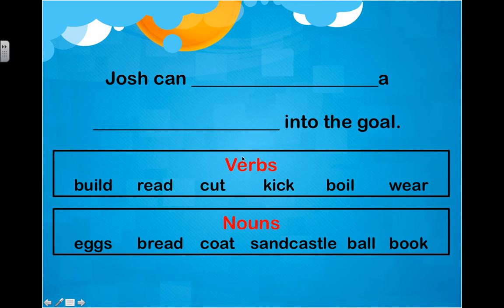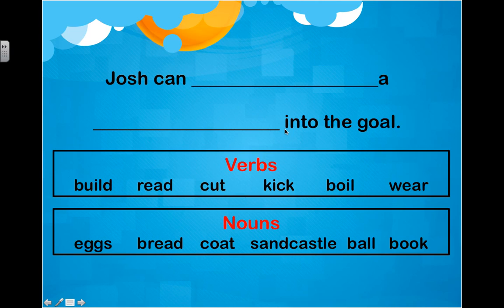On this first line, we're going to add a verb. What do you do with a goal? Well, let's think here. Do you build? I guess you could build with a goal. Maybe what we need to do is look at our nouns. Eggs into a goal? Would that make sense? No. Bread? Coat into the goal? No. Sandcastle into the goal? No. Ball into the goal?